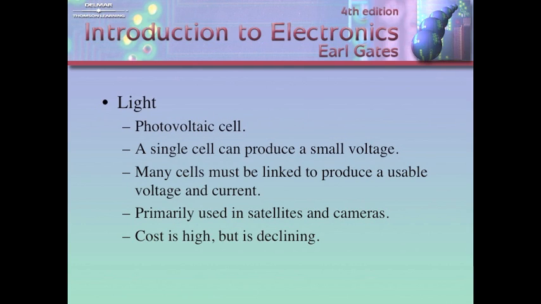Primary use of these is on satellites and cameras. The cost is high, but it's declining. If you saw the picture that I showed you earlier today in my presentation from Las Vegas, a company is making thin film photovoltaic cells, which is really going to drive the cost down. So you can cover your whole roof of your house for a very limited cost and produce an abundance of voltage, maybe enough to power your whole home.